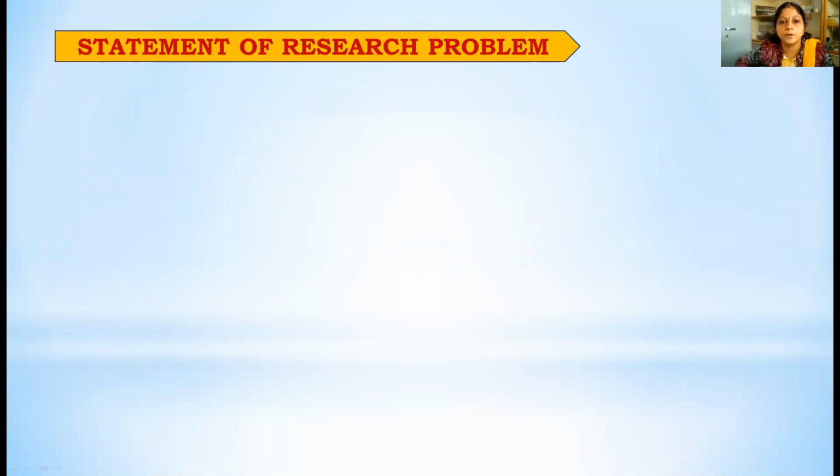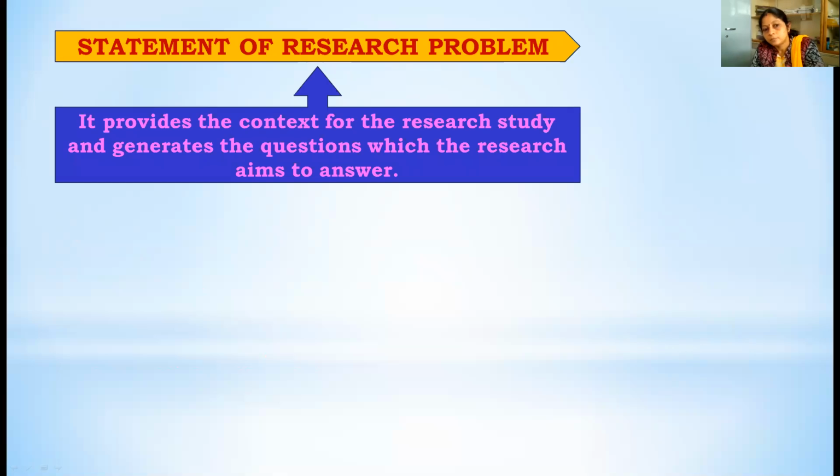And when you are going for a statement of a research problem, you have to consider certain factors. First, we will see what a statement of research problem is. The statement of research problem provides the context for the research study and generates the questions which the researcher aims to answer. That is nothing but your problem. What you want to study, what your problem is, and what solution you want to find out for the problem mentioned. That is nothing but a research statement.